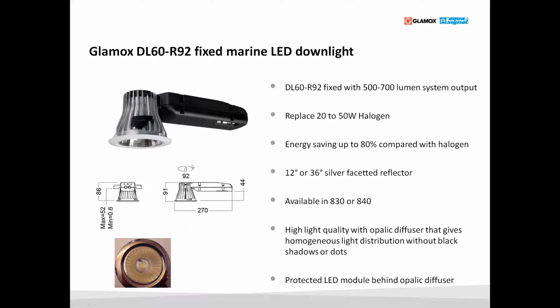You see the cutout is 92 millimeters. That means that it's the same cutout as the DL90, as we called it earlier. So that means that you can in fact put this downlight in a retrofit situation up against the DL90 where it's installed.